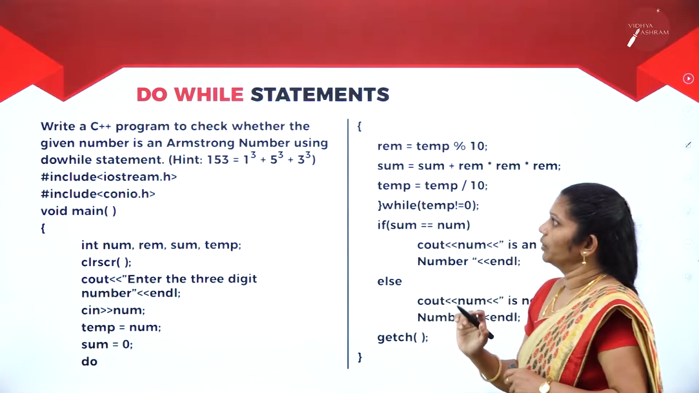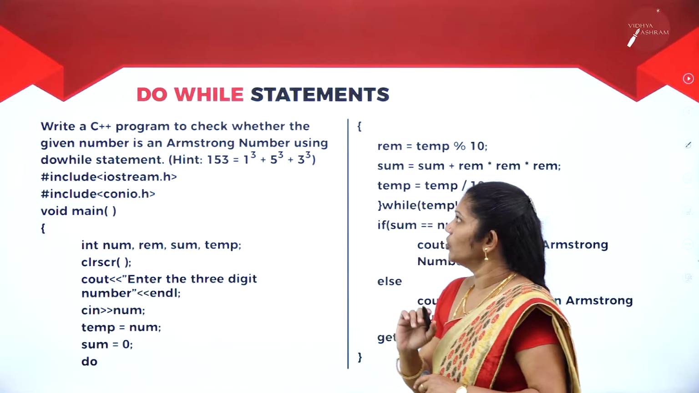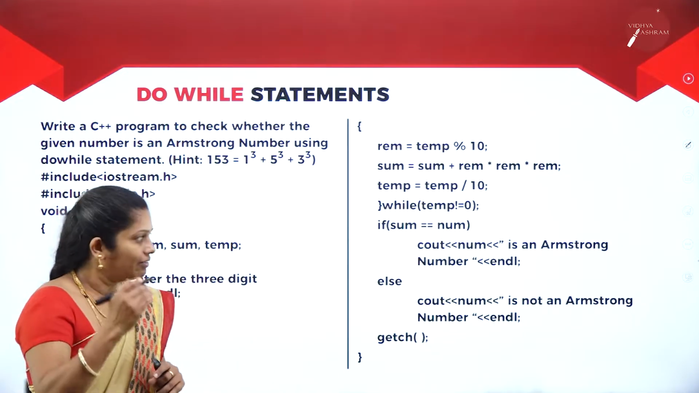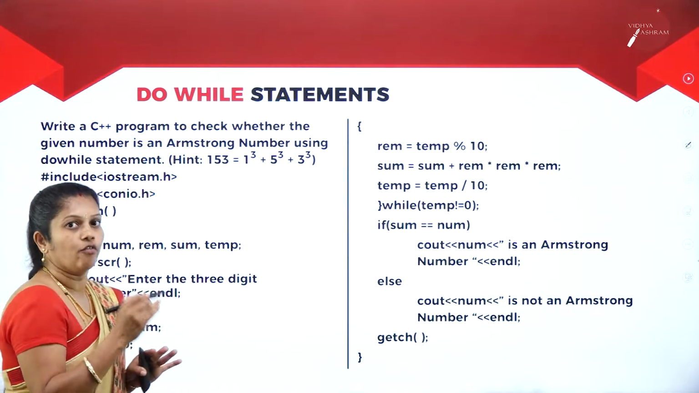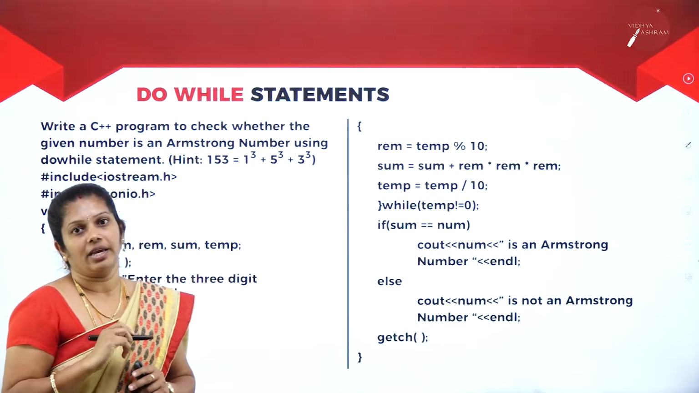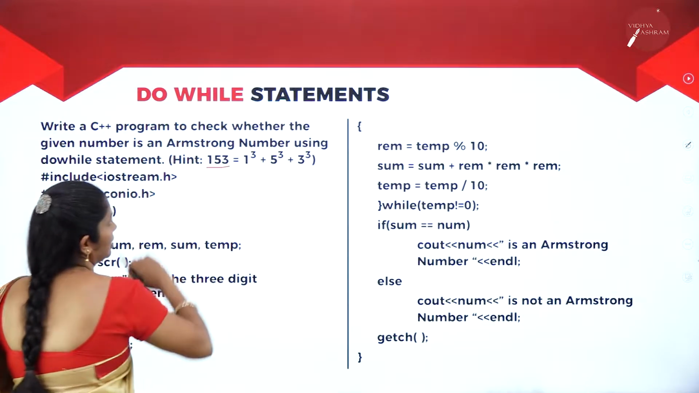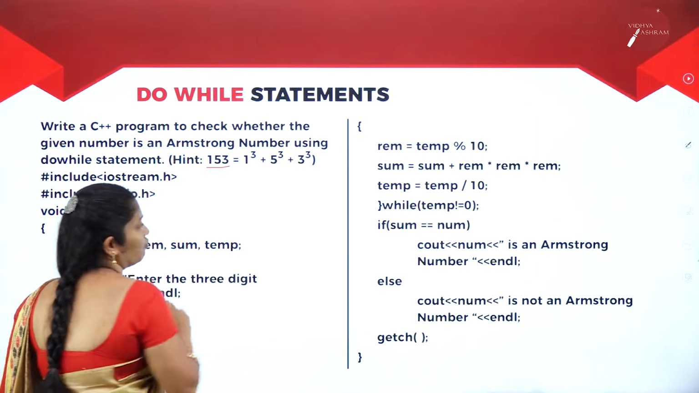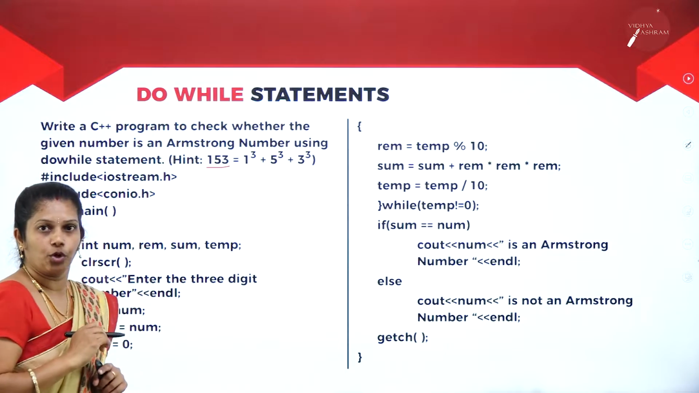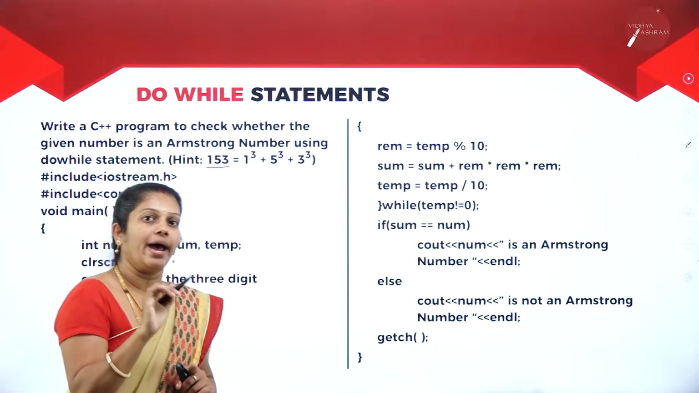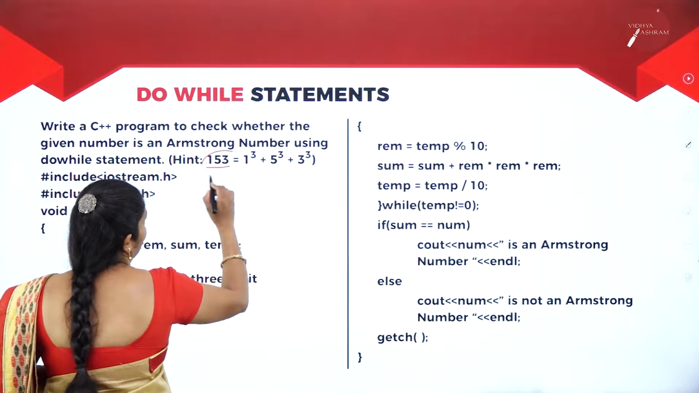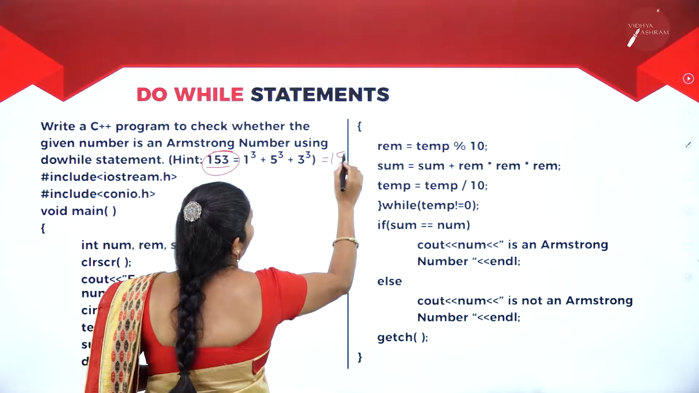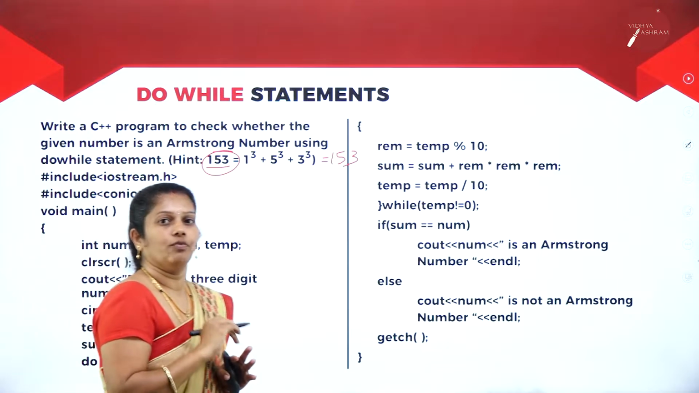Consider this: write a program to check whether the given number is an Armstrong number using the do while statement. What do you mean by an Armstrong number? Whatever number we give, we perform the cube of each and every digit. For example, consider 153. The first digit is cubed, plus the second digit cubed, plus the third digit cubed. Each and every digit we cube and then add. If the result is the original number, then it can be called an Armstrong number. Here, if you calculate, the result will be 153. Then we say that 153 is an Armstrong number.